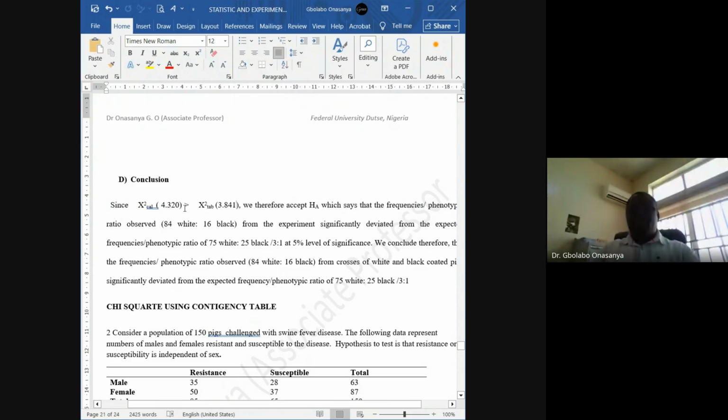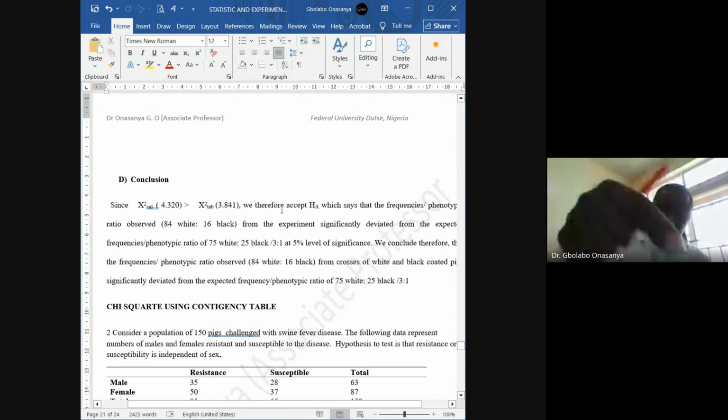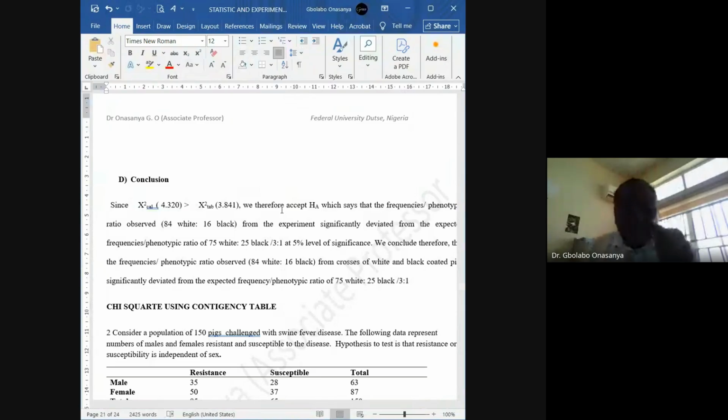4.320. You can see from the decision rule, we now conclude that since X calculated 4.320 is greater than X tabulated, we reject the null hypothesis, which says the phenotypic ratio observed, meaning 84 white and 16 black from the experiment, did not significantly deviate from the expected phenotypic ratio, which is 75 white, 25 black, in a 3:1 phenotypic ratio at 5% level of significance.